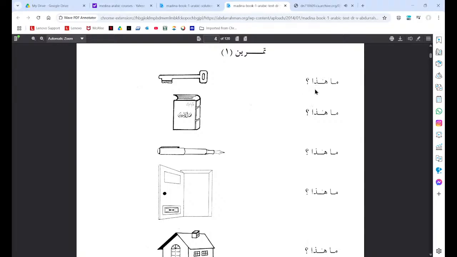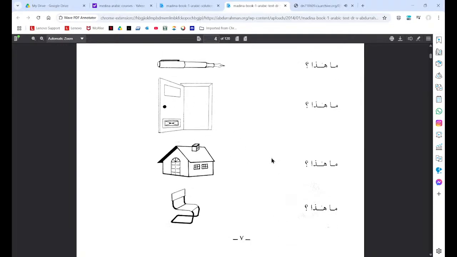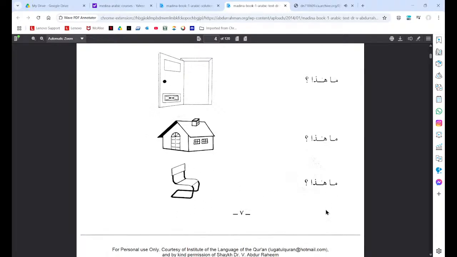Ma hadha. It's asking me, what is this? Ma hadha. Hadha miftahun. This is the key. Ma hadha. What's this? Hadha kitabun. ما هذا هذا قلم. This is a pen. ما هذا. What is this? هذا باب. This is a door. ما هذا هذا بيت. This is a house. ما هذا هذا كرسي. This is a chair.